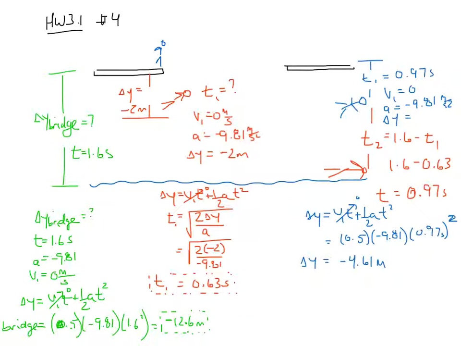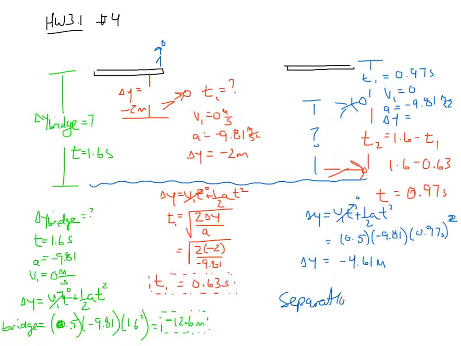The question is, how far apart are they when the first person hits the ground? Or well, not the ground, the water. Hopefully not the ground. Well, this person has fallen down 4.61 meters. What's the whole height of the bridge? We found that out before, 12.6 meters, right? So if this person has fallen down 4.6 and the whole height of the bridge is 12.6, what's the separation right here?